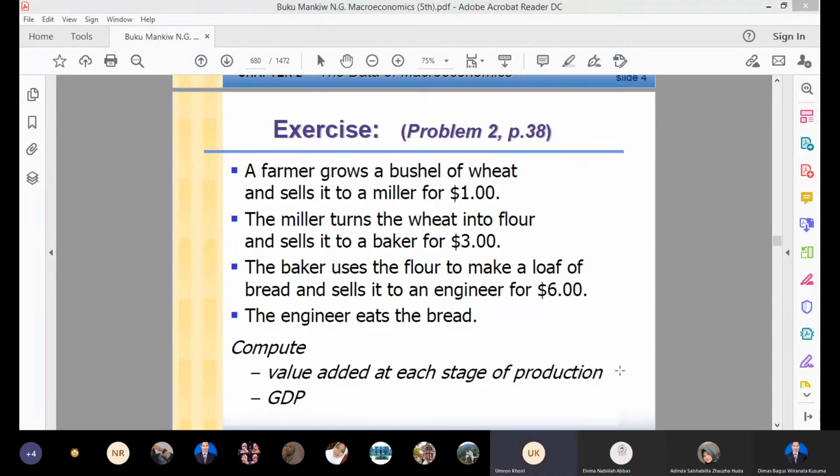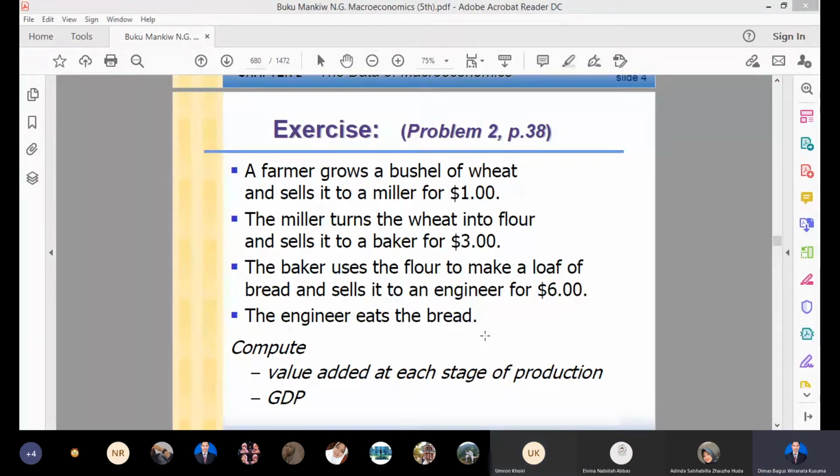A farmer grows a bushel of wheat and sells it to a miller for $1. The miller turns the wheat into flour and sells it to a baker for $3. The baker uses the flour to make a loaf of bread and sells it to an engineer for $6. The engineer eats the bread. Please compute the value added in each stage of production and GDP.